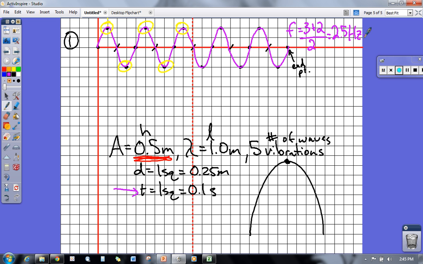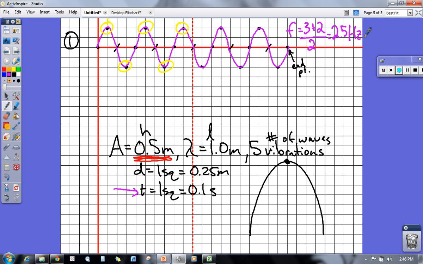I do want you to show your work. So that's all I have to show? Yes, that's it. Real simple. Why do you divide by 2? Because a wave is 1 crest and 1 trough.